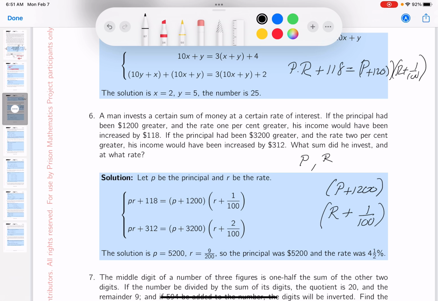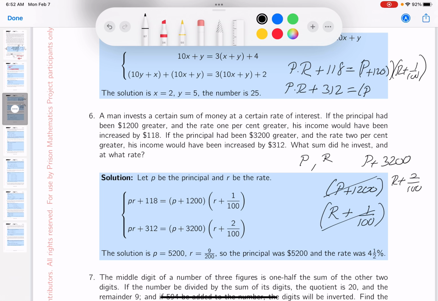If the principal had been $3,200 greater, well, what does $3,200 greater mean? We're done with this, by the way. P plus 3,200. And the rate 2% greater. Okay, so what would the rate be? R plus 2/100ths. All right, so it's principal and rate, the if part. It goes on to say his income would have increased by 312. So his income is PR increased by 312. What's that going to be?